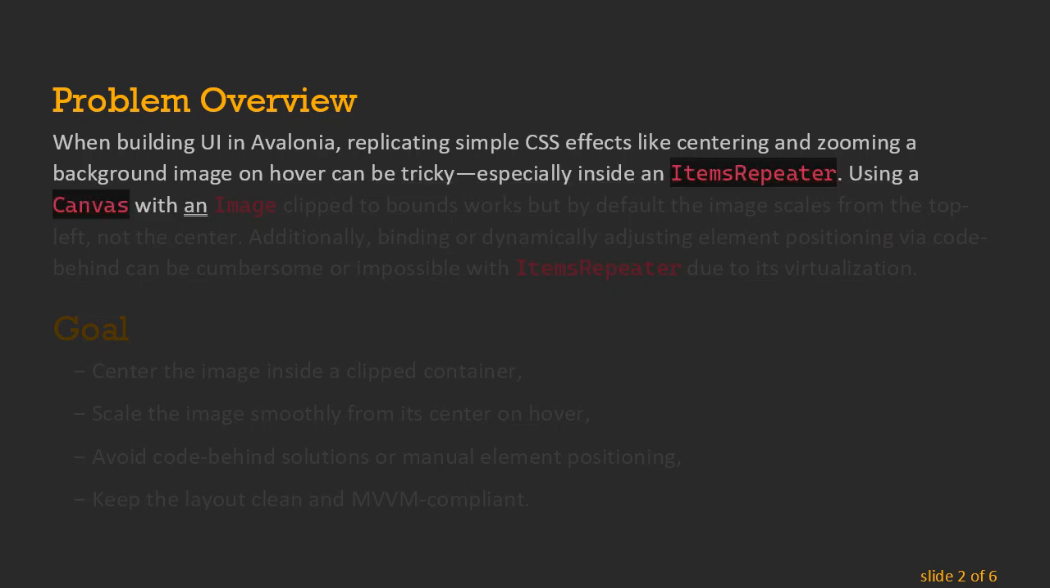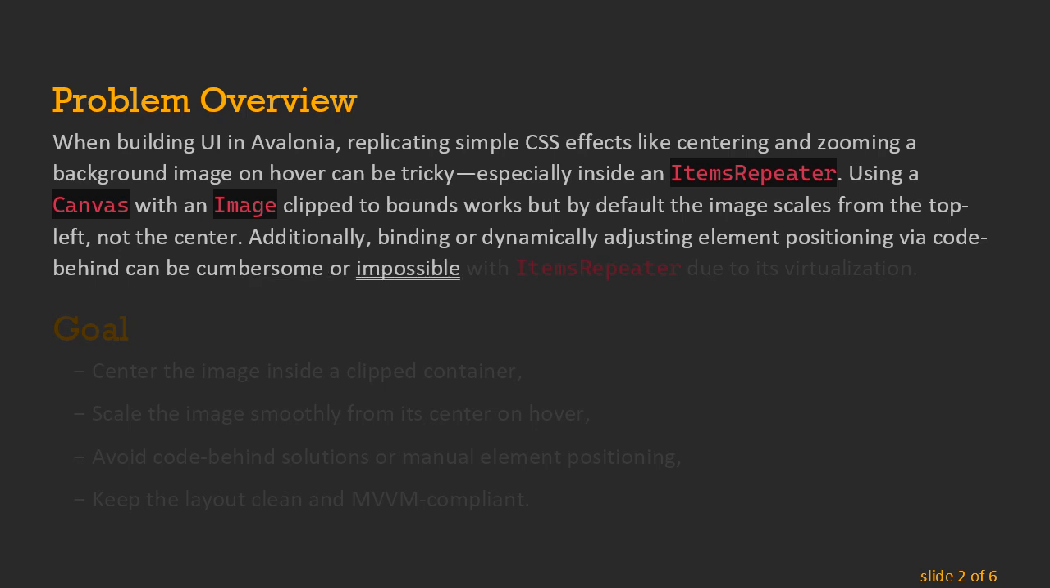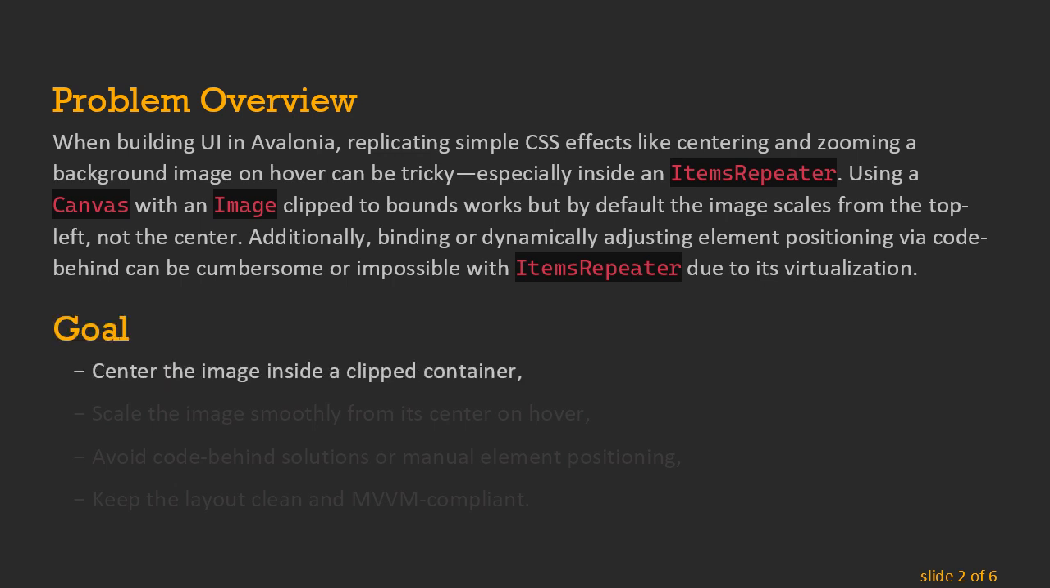Using a canvas with an image clipped to bounds works, but by default the image scales from the top left, not the center. Additionally, binding or dynamically adjusting element positioning via code behind can be cumbersome or impossible with ItemsRepeater due to its virtualization. Goal: center the image inside a clipped container.